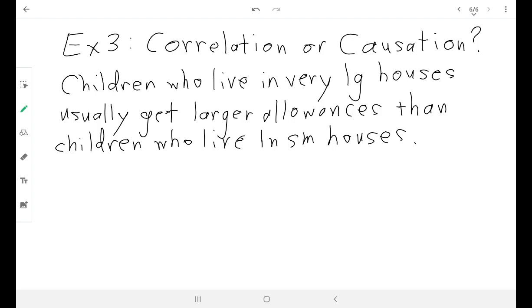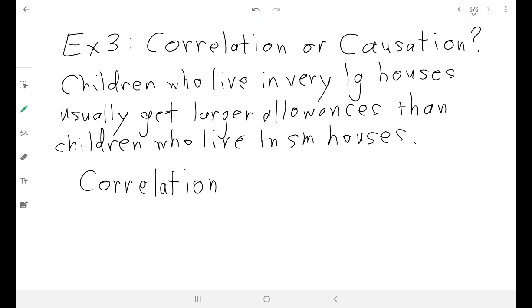And one of the big clues here is this word usually. Okay? And one thing you should ask yourself is, does the word usually make sense in the context as I'm reading it? So that's what I want you to think about as you're answering these types of questions, these scenarios. Could you put in the word usually and have it make sense? If you can, then it's correlation. Okay?